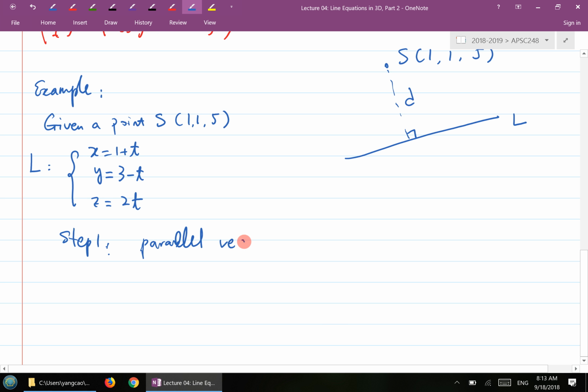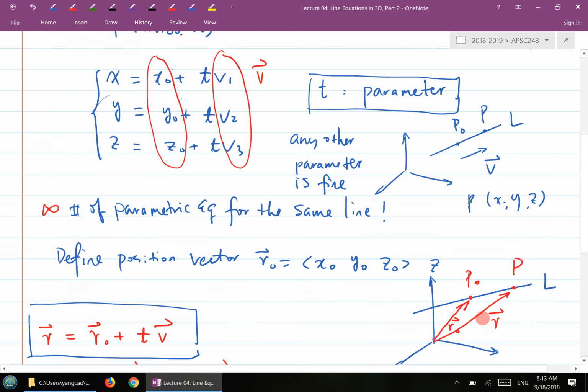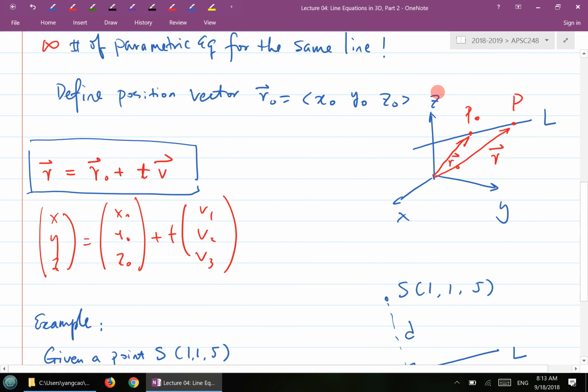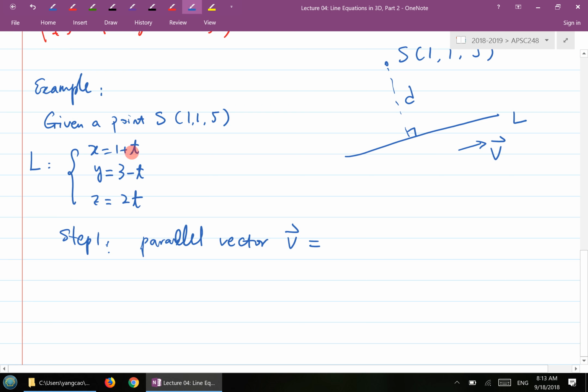So let's write down the parallel vector V, based on the given question. So here's L. All you need to do is find the parallel vector, as I mentioned in the line equation, that's the coefficient for the parameter t, right? I look at the coefficient for the parameter t and extract it out as my parallel vector. I look at the coefficient, it's 1, -1, 2. So that's the first step you need to do.